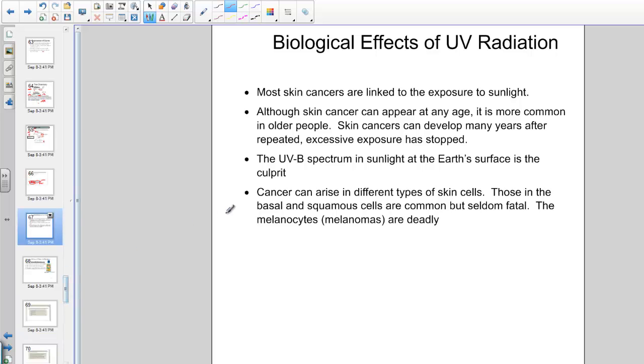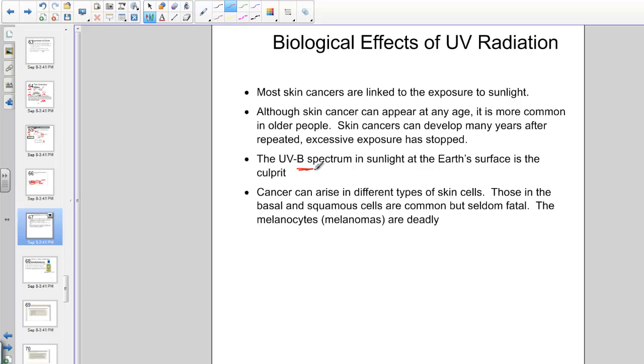And as we wrap up our lesson, we're looking at biological effects of UV radiation, skin cancer, of course, being the most prevalent. Overexposure to sunlight is one of the leading causes of skin cancer. They may develop many years after repeated excessive exposure, even after it stopped.